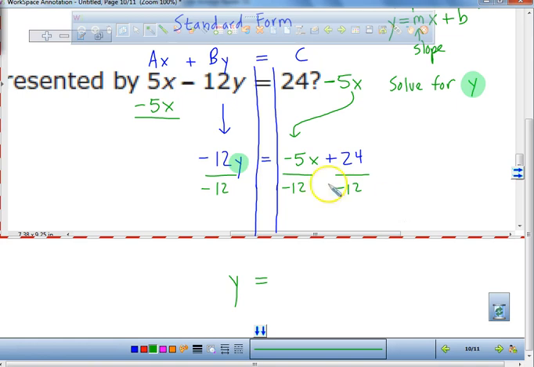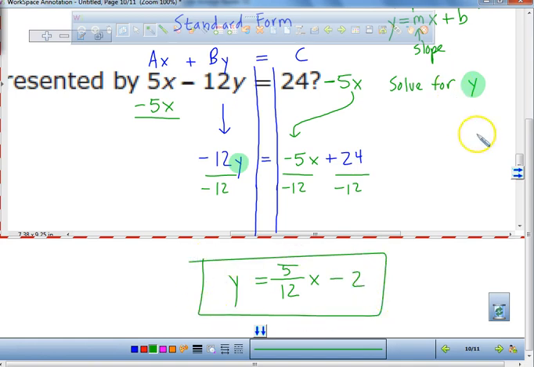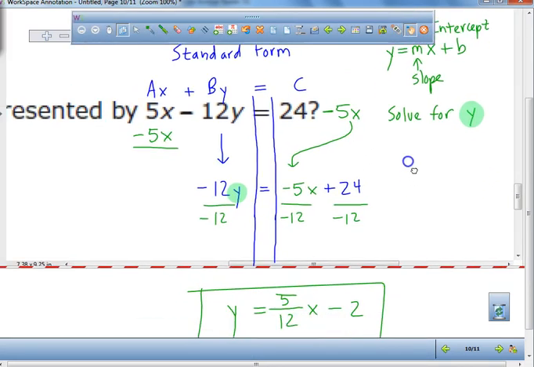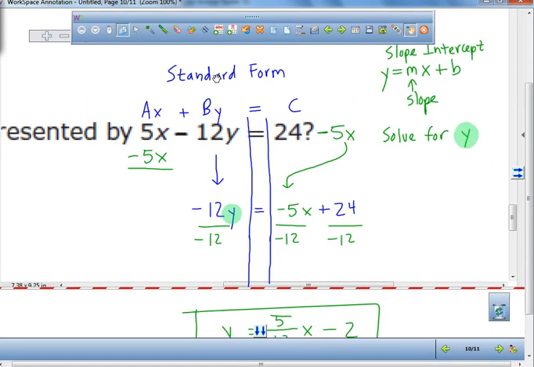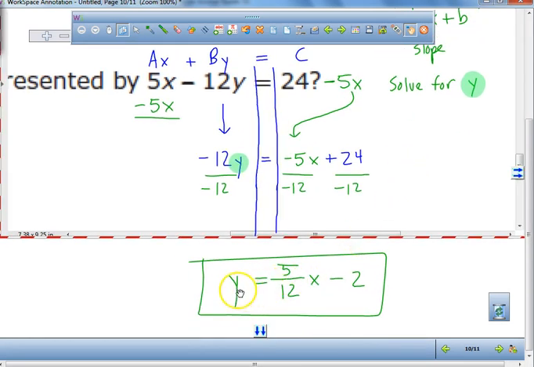You can be quiet. So right now, what is negative divided by negative? It's a positive, so good, 5 over 12x. What's 24 divided by negative 12? Negative 2. Now this is your answer in what form? What form are we in now? We're not in standard form anymore. We've left Kansas. We're in Oz now.